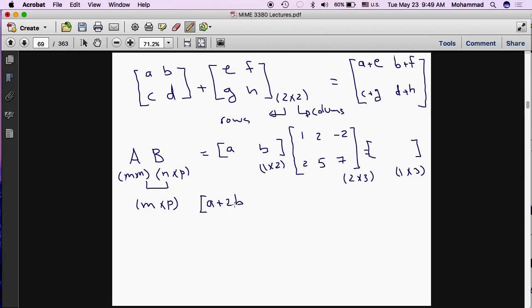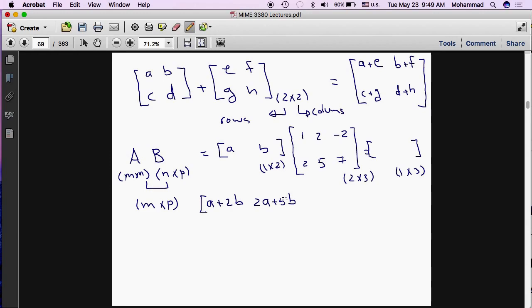Now, what is column 2? You need to tell me. It would be 2A plus 5B. Absolutely. So it would be 2A plus 5B. And we leave a space to indicate that we are now in the second column.